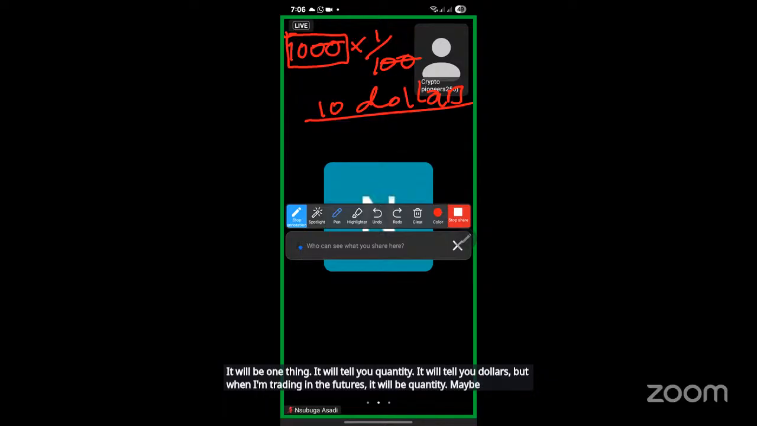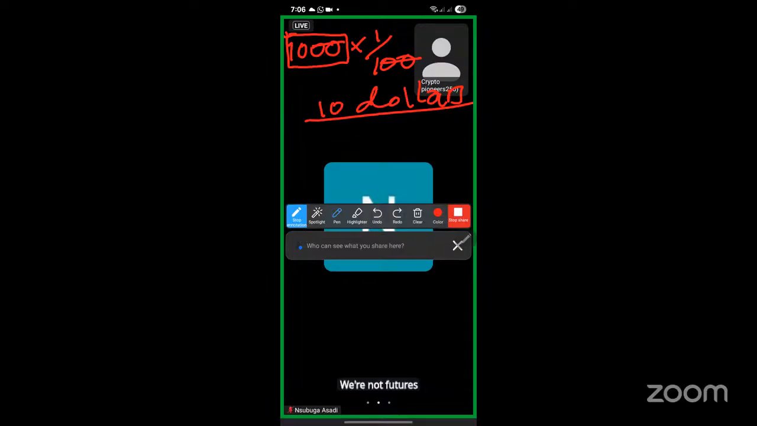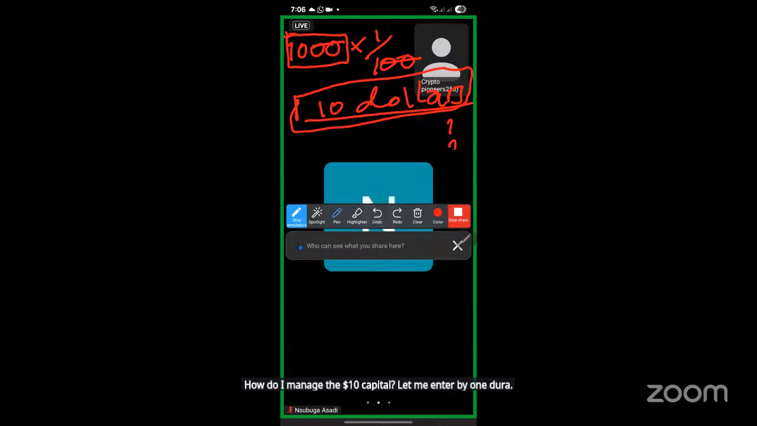I'm going to do it step by step. When I go into futures, how do I manage the $10 capital? Because with $10 capital, I can say, let me enter with $1, $2, then $4, then $8. You understand? Like this. So this is how your margin calls will always be 1, 2, 4, 8.